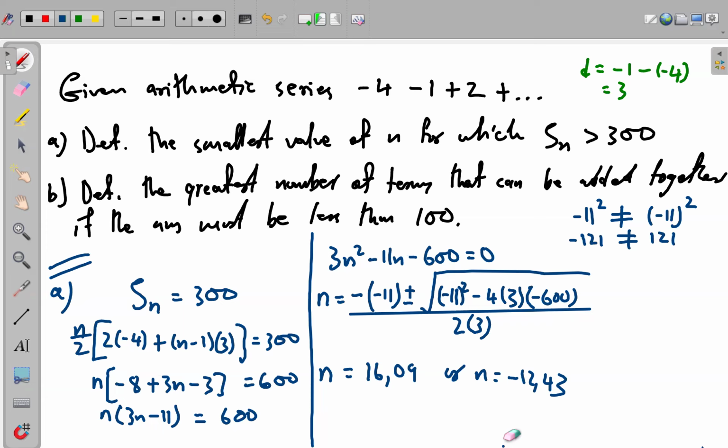So guys, we obviously know this negative number is not applicable, but what does this 16.9 mean? We know n must be natural. It means that if I take n equal to 17, because 17 is the next natural number after 16.9, then definitely I'm going to get a sum which is bigger than 300. I'm not going to get a sum that's smaller. It will definitely be bigger than 300. So this is where interpretation will be very important and useful.